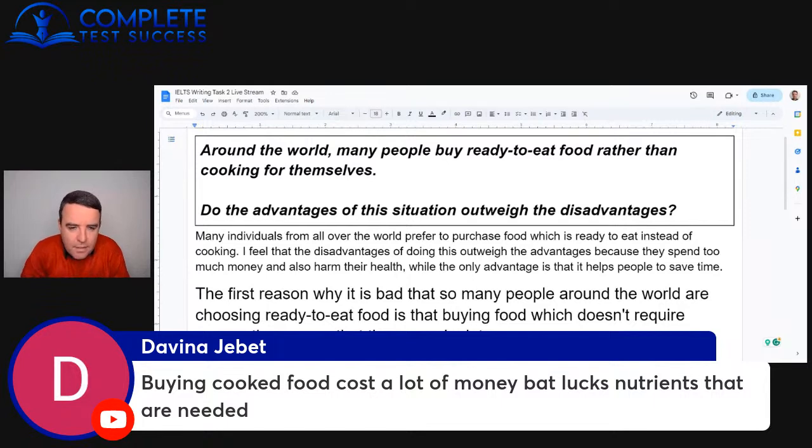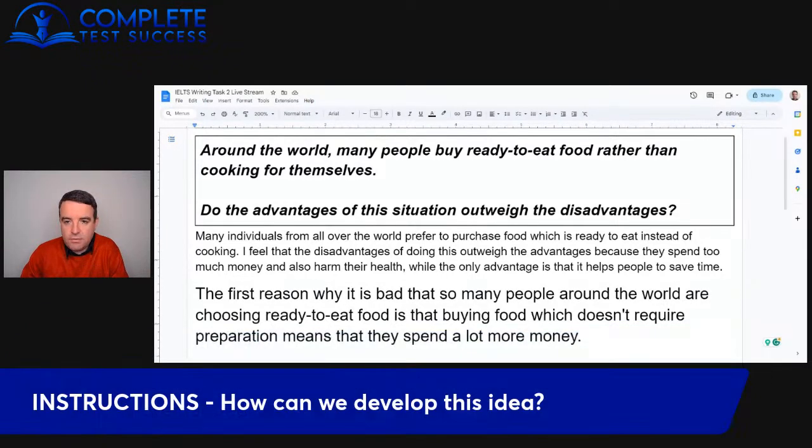Davina, buying cooked food costs a lot of money, but lacks nutrients that are needed. Okay, so that would be good. So one disadvantage, it costs a lot of money. Another disadvantage, it lacks nutrients. Perfect. We're going to stick with the ideas that we have on the screen, but absolutely those ideas are suitable. But then, of course, remember, you've given me two disadvantages, so we would also need an advantage to follow up with that.